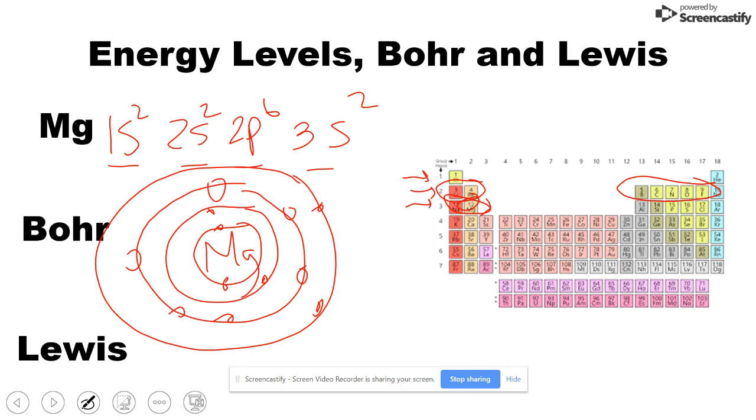So we know that it's these outermost electrons, which we call the valence electrons, that are going to be the most important for chemical bonding. So in a Lewis diagram, we focus only on the outermost shell, which has these electrons called the valence electrons. So the Lewis diagram for magnesium would be Mg with 2 dots.